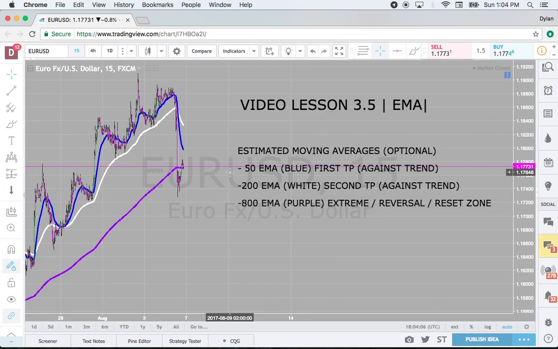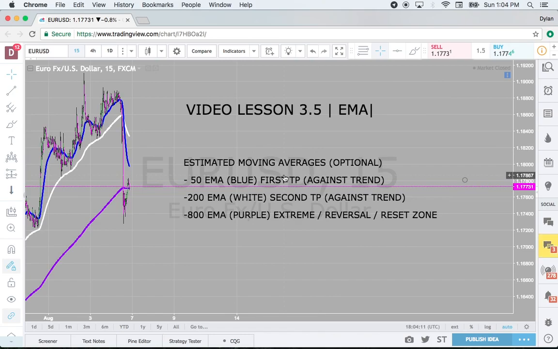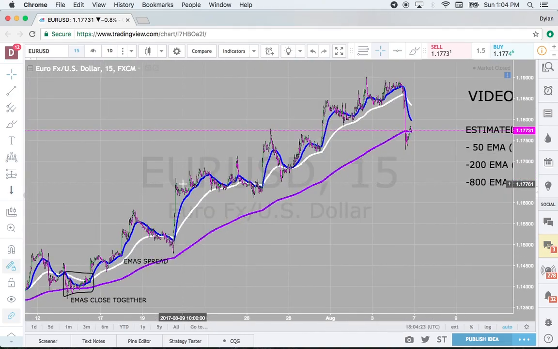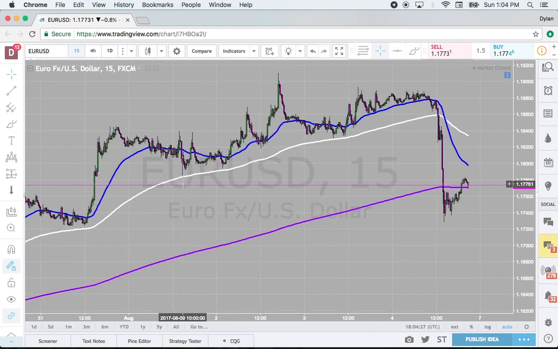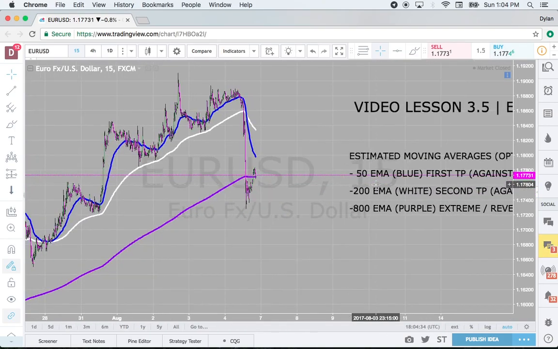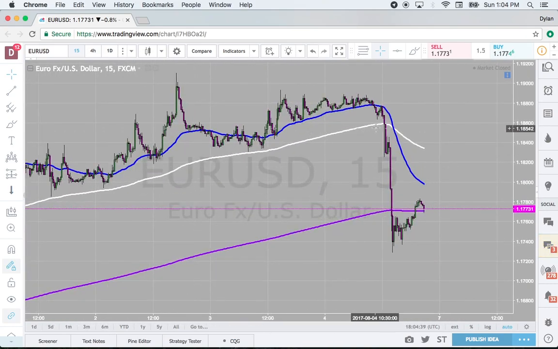So moving on to video lesson 3.5, the estimated moving averages. Once again, these are optional, and they are for beginner traders. I do not use any indicators really that much at all. But for right now, this is for the beginners and for anyone that wants to use them, because they are helpful tools, but they are only tools.